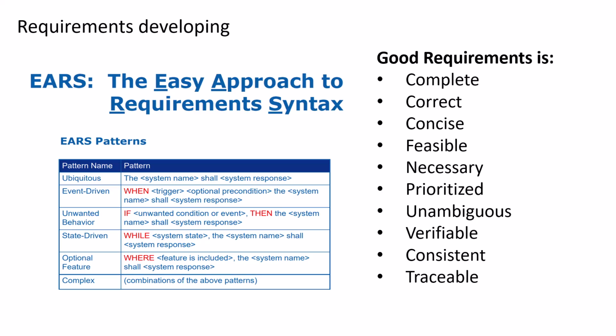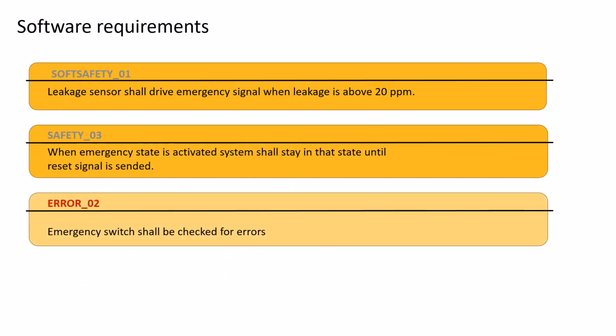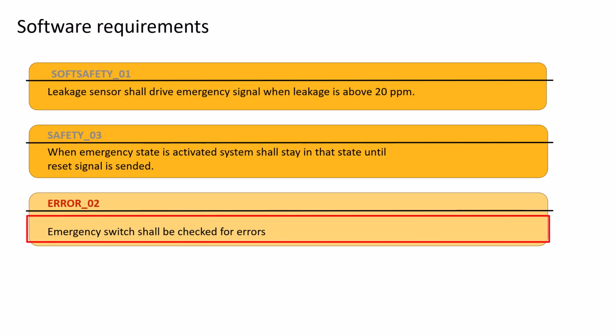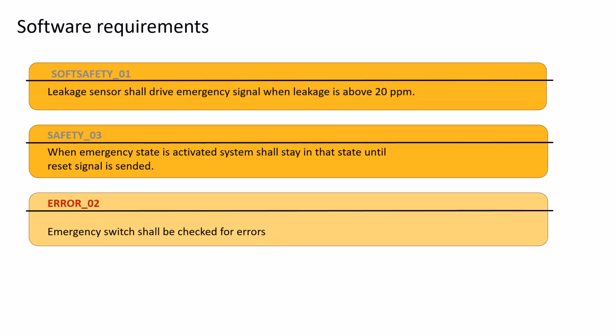The next step is preparing the software requirements, which tell us what we want our software to do. For example, the leakage sensor shall drive the emergency signal when the leakage is above the desired level. All the requirements are based on the requirements for the architecture, but they should be written very short. For example, the emergency switch shall be checked for error. That gives us the base for developing our software architecture and the software itself.